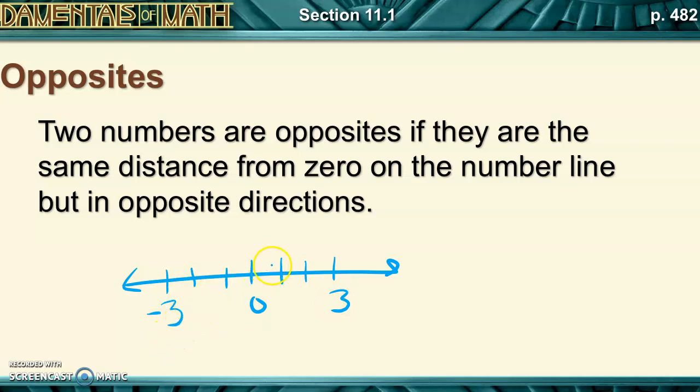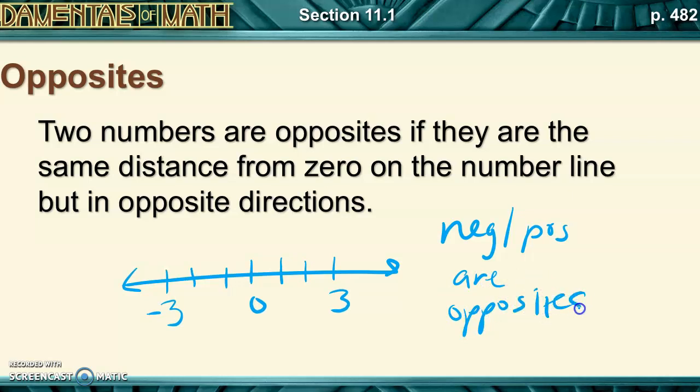So when we're talking about opposites, one way we can think about this is on a number line: how many spaces away from 0, and going the same distance on the other side. Another way we can say an opposite is just by changing the sign. We can say that negative values and positive values are opposites of each other. And that's one easy way to remember that.